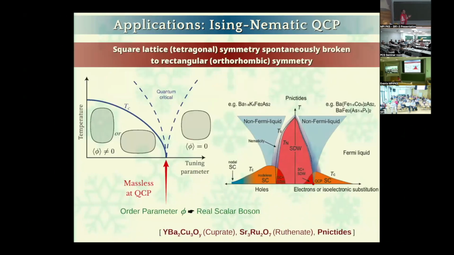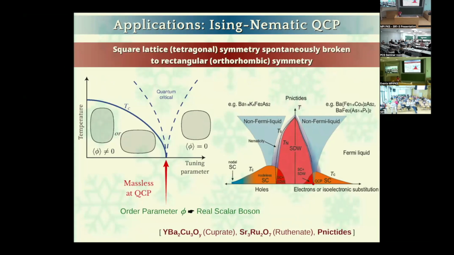Okay, so with these ideas, we applied it to various different systems, but the simplest system that we considered was the Ising nematic quantum critical point. So what do we mean by that? Suppose we have a square lattice which has a tetragonal symmetry, then via interactions that is spontaneously broken down to rectangular or orthorhombic symmetry.